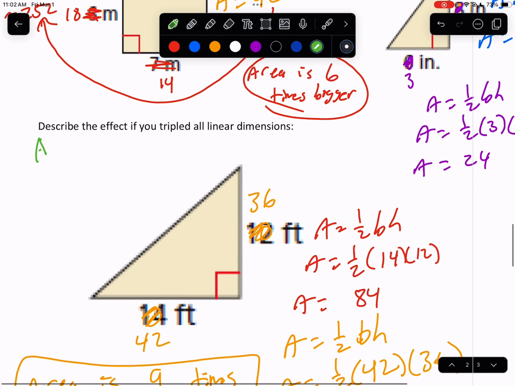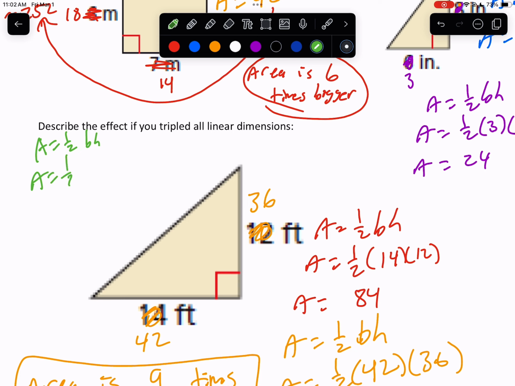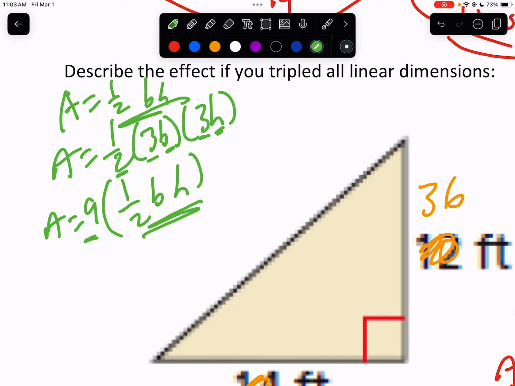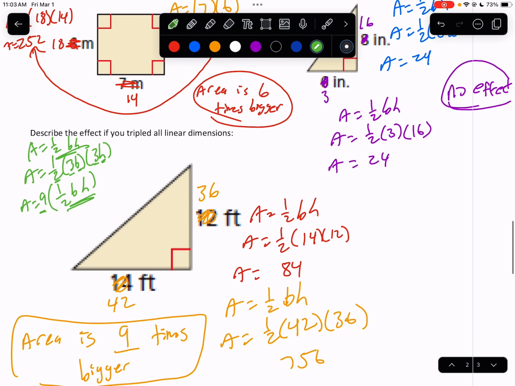Let's look at it based off the formulas. So let's do area equals 1/2 base times height. That is 1/2. All of them are tripled, so that's 3 times the base and 3 times the height. Well, what would happen here? 3 times 3, that's 9. So I'm going to pull a 9 to the front. And if I pull that 9 to the front, aren't I left with 1/2 times the base times the height? It is 9 times the original formula. Nice.